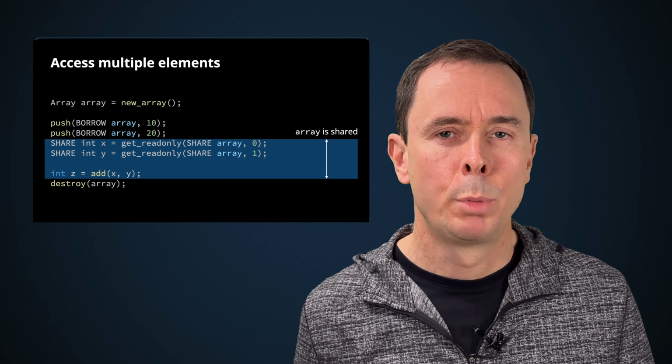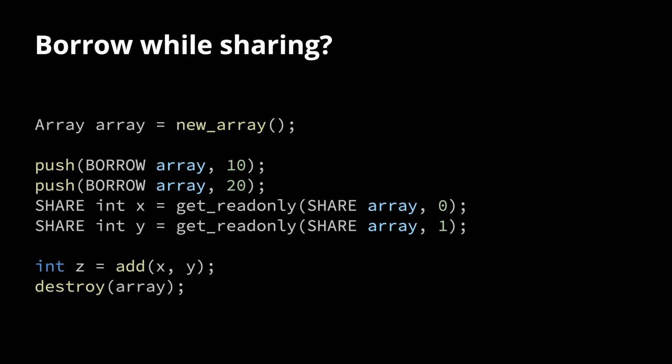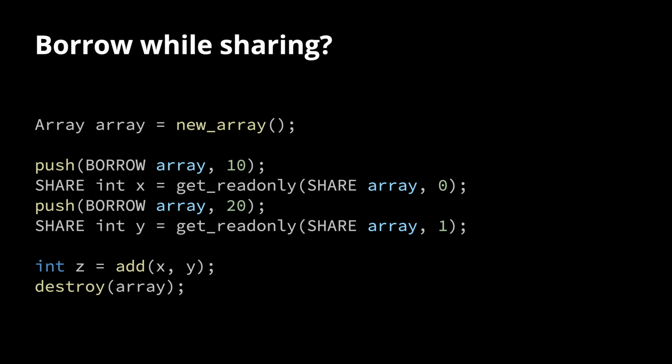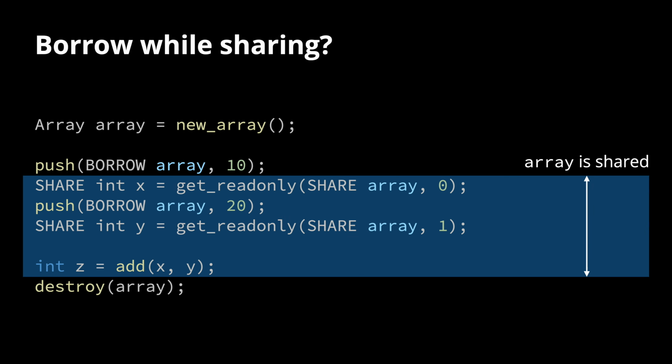What if I try to borrow while sharing? I'm going to swap the order here. So now, will this compile? Well, the region in which array is shared looks like this. And inside that region, I'm trying to say borrow array, so I can call push. But the compiler knows array is shared within this region, so I can't borrow it, I can't have exclusive access to it. So I get an error here telling me I can't borrow the array because it's already shared.